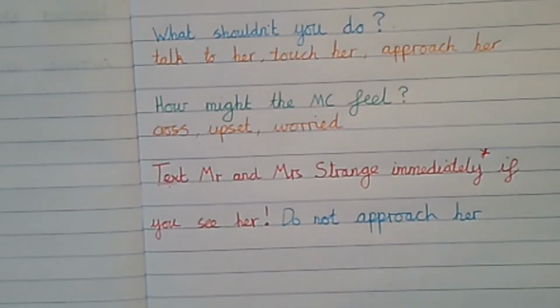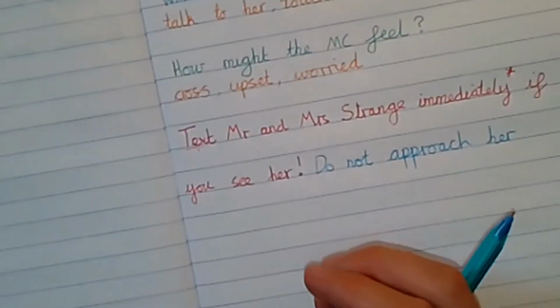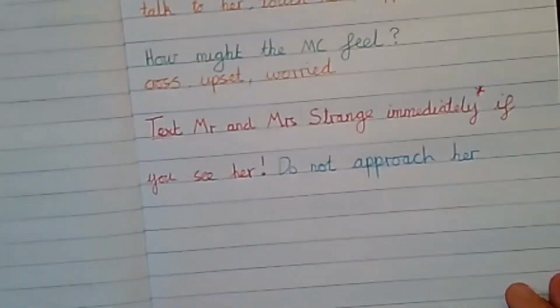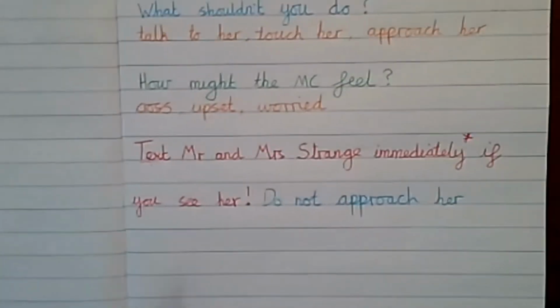Why should I not approach her? Now I want to use because. Do not approach her because she may run away. Do not approach her because she may yell at you. Do not approach her because she's wild. She may bite you. Do not approach her because she may bite you.